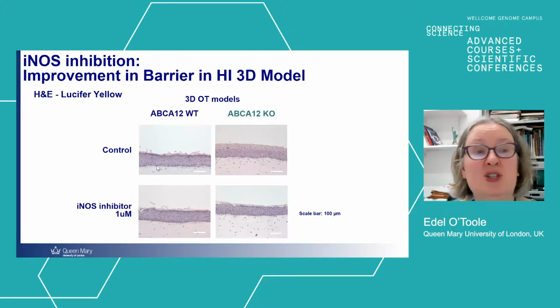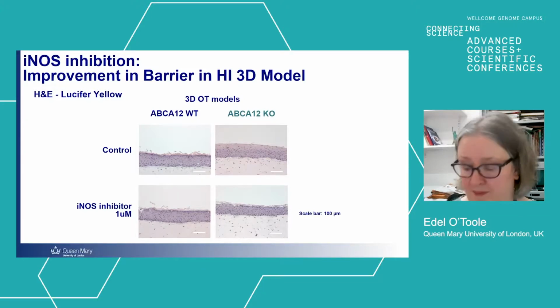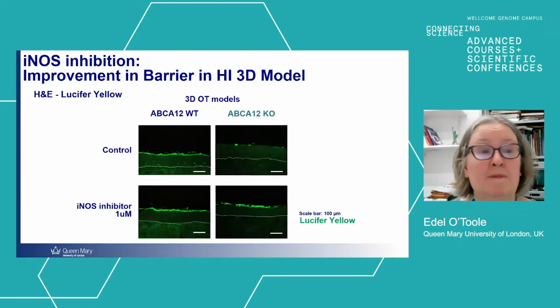We then put this into our 3D model, and here using H&E, you can see that there's an improvement in the model with the iNOS inhibitor. So you've got the knockout here and the treated knockout below it, and you can see you get some nice regeneration of the stratum corneum, which is quite like the control.